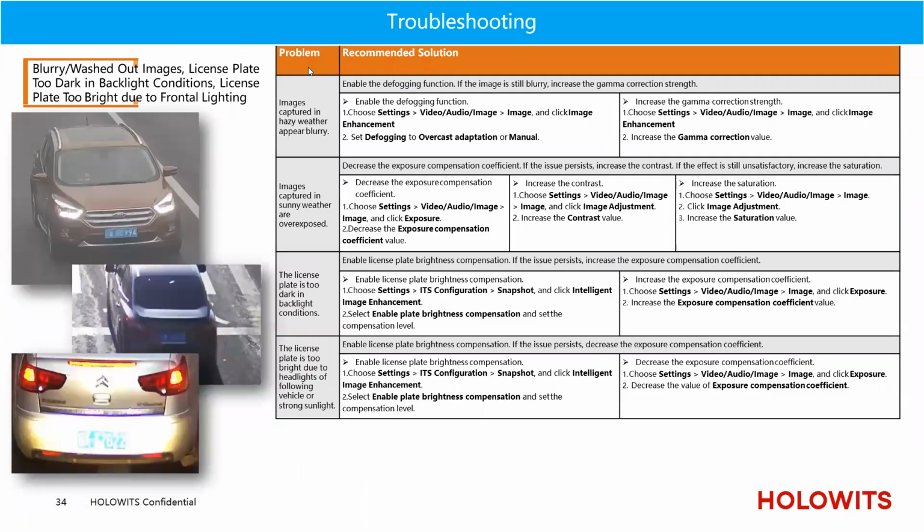Like this is the blur or washout image. This applies to too dark in backlight conditions, and too bright in frontal lighting conditions. So this is the trouble, and these are the recommended solutions here. This is how you can choose and configure the settings to make the image clear and the algorithm run in its best way, to make the detection rate the best.